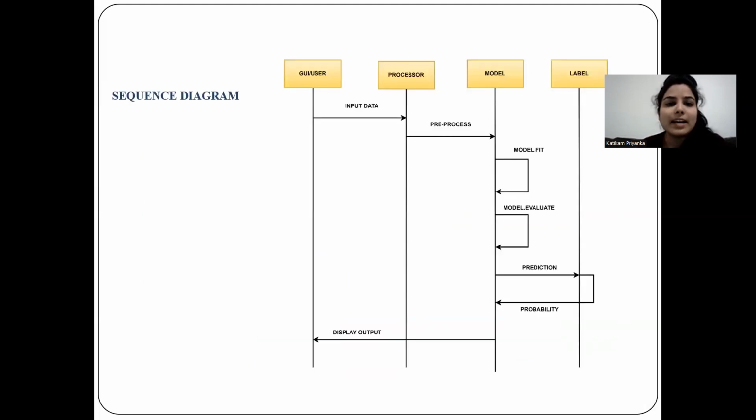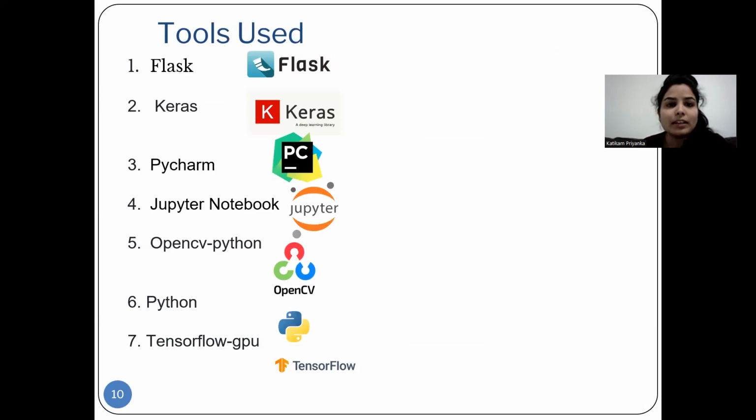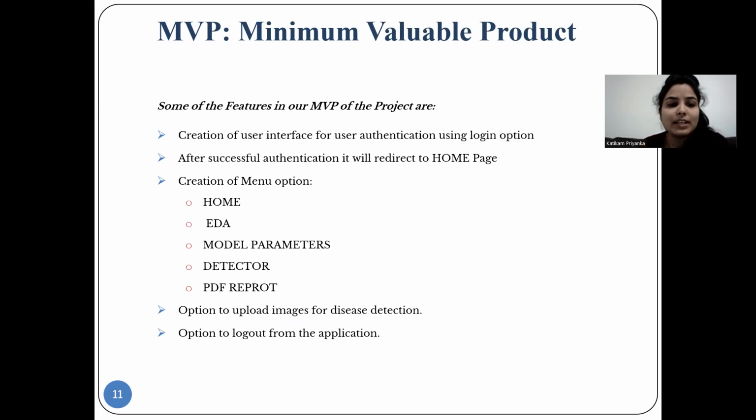This is a sequence diagram, for which we have used GUI, user, processor, model, and label. It covers input data, pre-processing, model fit, model evaluation, prediction and probability, and display output. And these are the tools which we have used in this project: Flask, Keras, PyCharm, Jupyter Notebook, OpenCV, Python, and TensorFlow. The next slide will be explained by my friend.